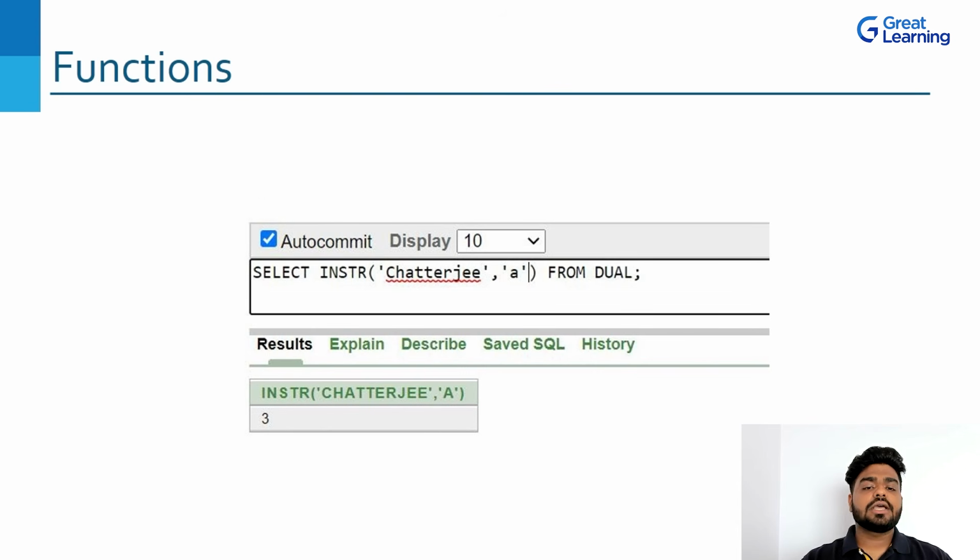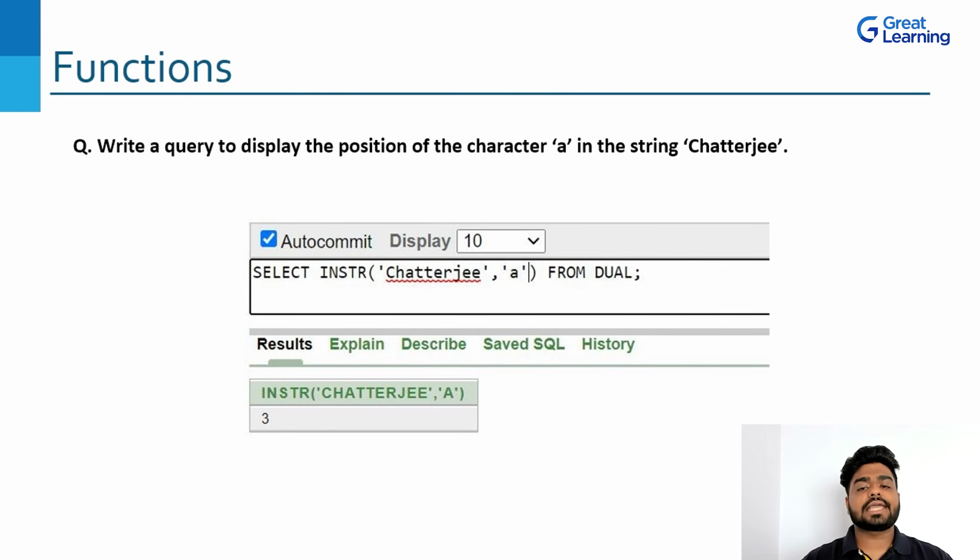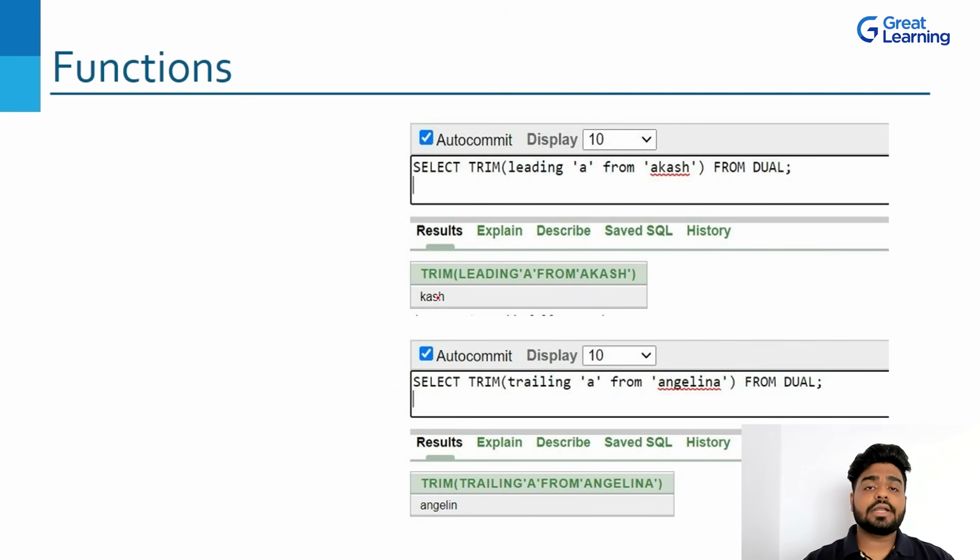Let's move to the next function, which is: write a query to display the position of the character A in the string Chatterjee. Okay, so what is happening here? We want one character position from the string. A is one character, and the position of that character is 3, we know that. But how can we tell Oracle or SQL that this is the position of a character? So we use INSTR. INSTR will make sure that you get the position of the character from the string. So we write the string as the first parameter and then the character as the second parameter.